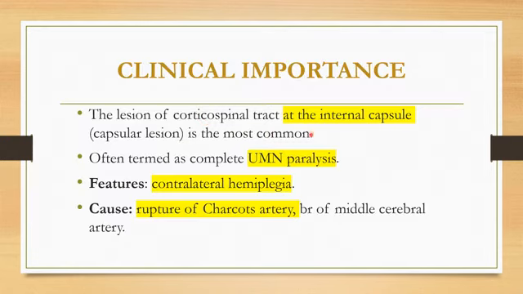So the lesion of the corticospinal tract at the internal capsule is the most common lesion of the corticospinal tract. In the previous slide, in the picture I have shown, the internal capsule is a very narrow part. So any minor lesion will cause widespread paralysis. This is often termed complete upper motor neuron paralysis. The features of this corticospinal tract lesion at the internal capsule, also called a capsular lesion, are as follows.